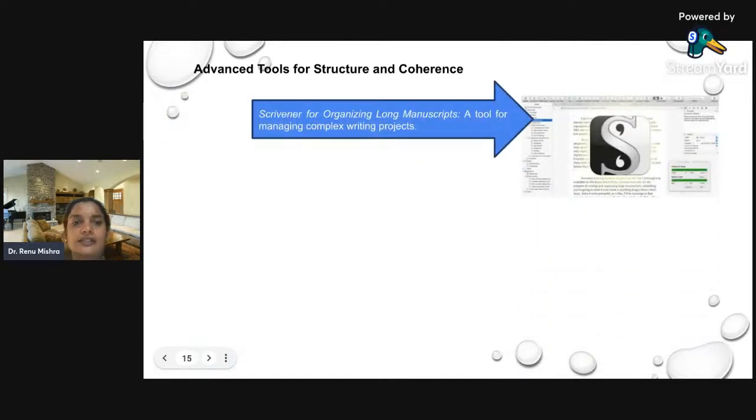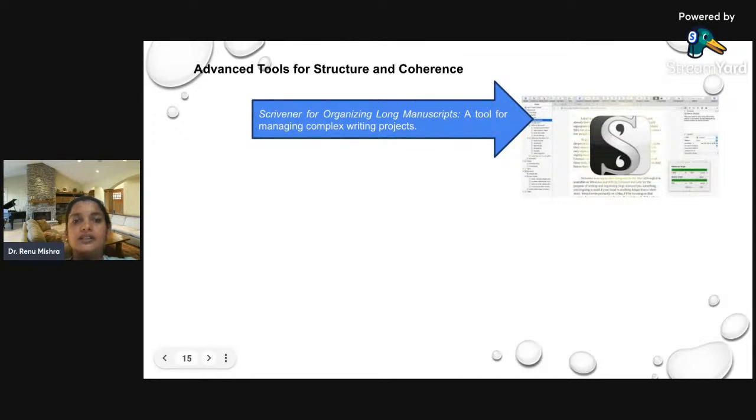The first is Scrivener. Now, before I move ahead, that's what I came to you for. Even if the slides are not clear to anyone, the slides will be given to you, the PPTs will be given to you, the recordings will be given to you. So there is no need to worry. In any which way, the material will be with you in your email boxes. So no need to worry about it. Okay, so there are some advanced tools for structure and coherence.